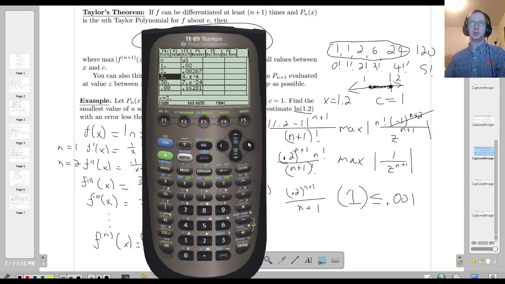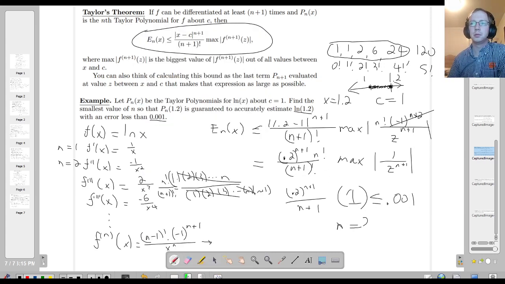Let's see, I'll go highlight this. That would be 0.0004. Yeah, that would actually be good enough. So the first value of n that makes this inequality true is n equals 3. So what that tells me is that, find the smallest value of n guaranteed to estimate it accurately. Apparently that smallest value of n is 3, because when I plug in 3 into Taylor's theorem here, I'm guaranteed by Taylor's theorem that my error is going to be not just smaller than 0.001, but actually smaller than 0.0004, according to the calculator. So even with just a degree 3 Taylor polynomial, that is extremely accurate.